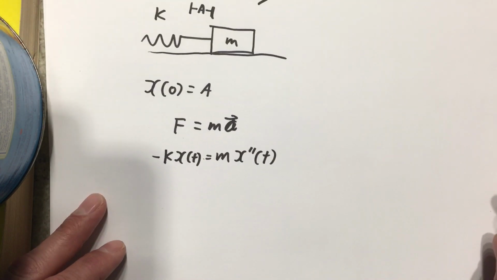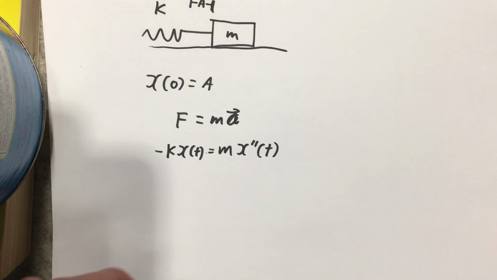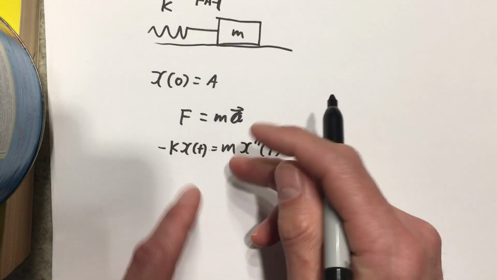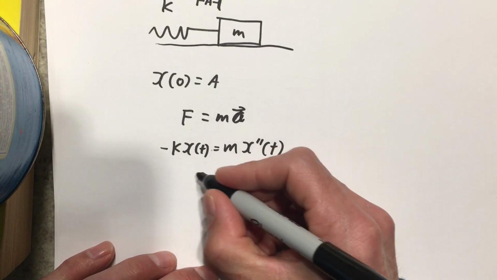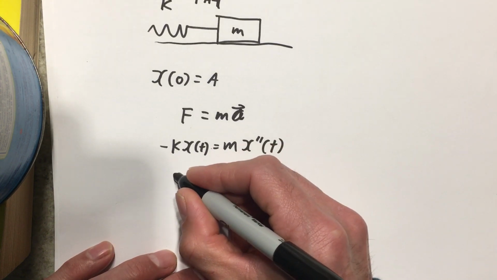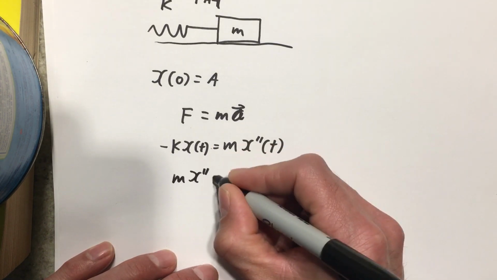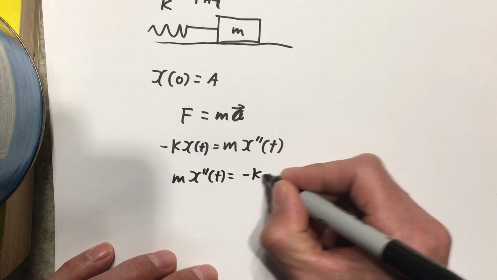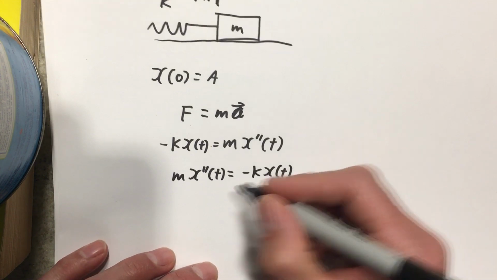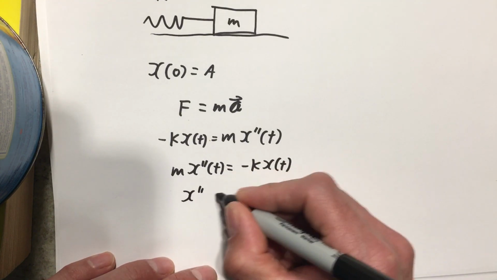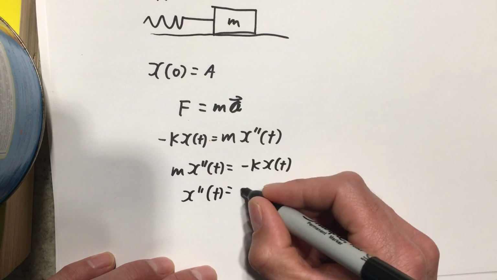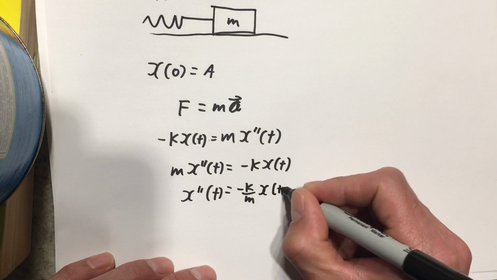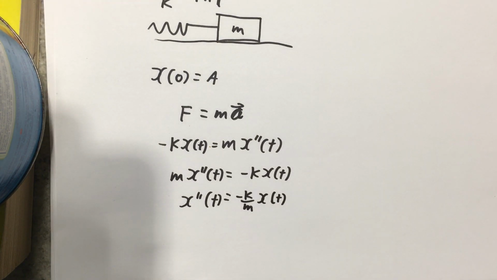Now it's time to come up with a solution to this. So to start off, I'm going to rearrange it. I'm going to divide both sides by mass, and I'm going to have them switch spots. So we have the second derivative is equal to negative k over m times our position. So just a little simple rearrangement there.